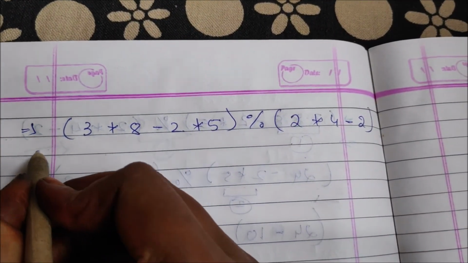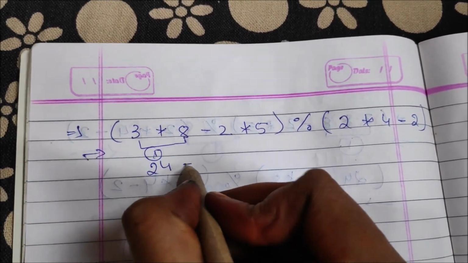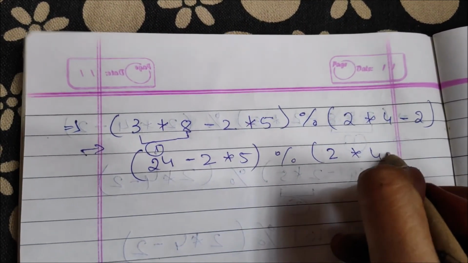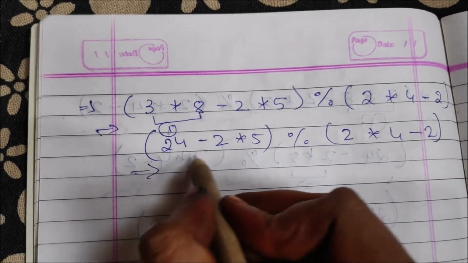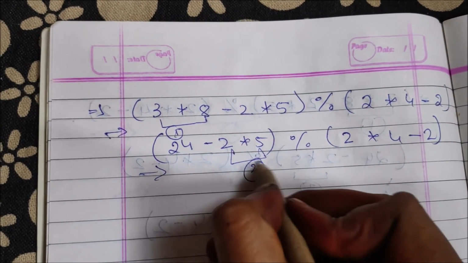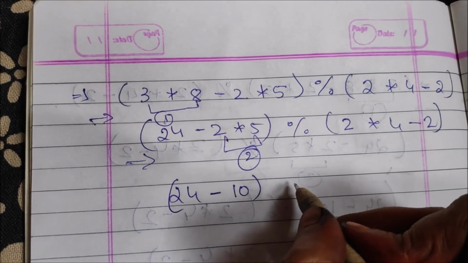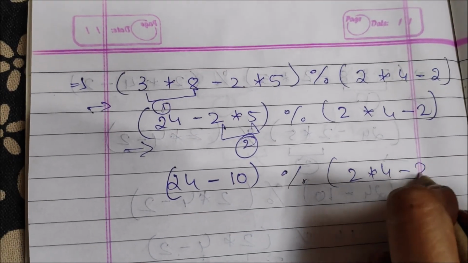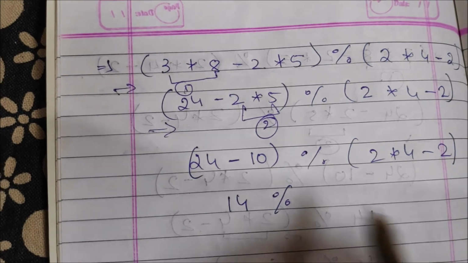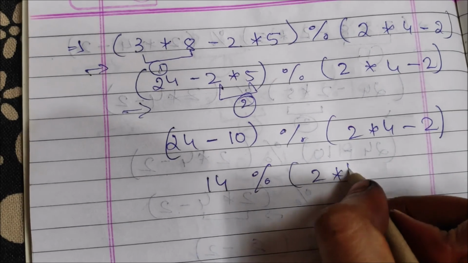Start from left to right. 3 * 8 will be evaluated first. So the answer is 24 - 2 * 5, and the remaining part of the expression is as it is. Next, again start from left to right. Complete the evaluation of this expression. 2 * 5 will be evaluated next. So it will be 24 - 10, since 2 * 5 is 10. Next, 24 - 10 is 14. So the evaluation of the first expression within the brackets is completed.